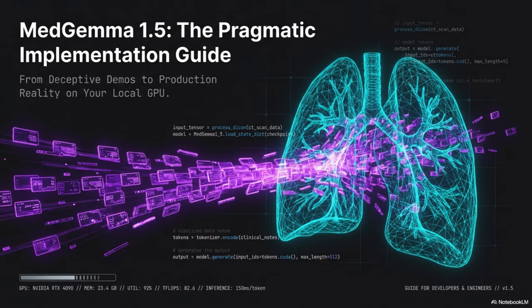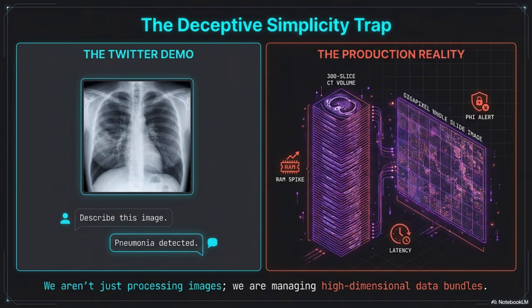Suddenly, you're not dealing with a simple image file. No. You're handling a high-dimensional CT volume with 300 slices, or a whole slide pathology image, a WSI, that's gigapixels huge. That's the moment your budget, your patience, and often your server's memory just files a massive complaint.